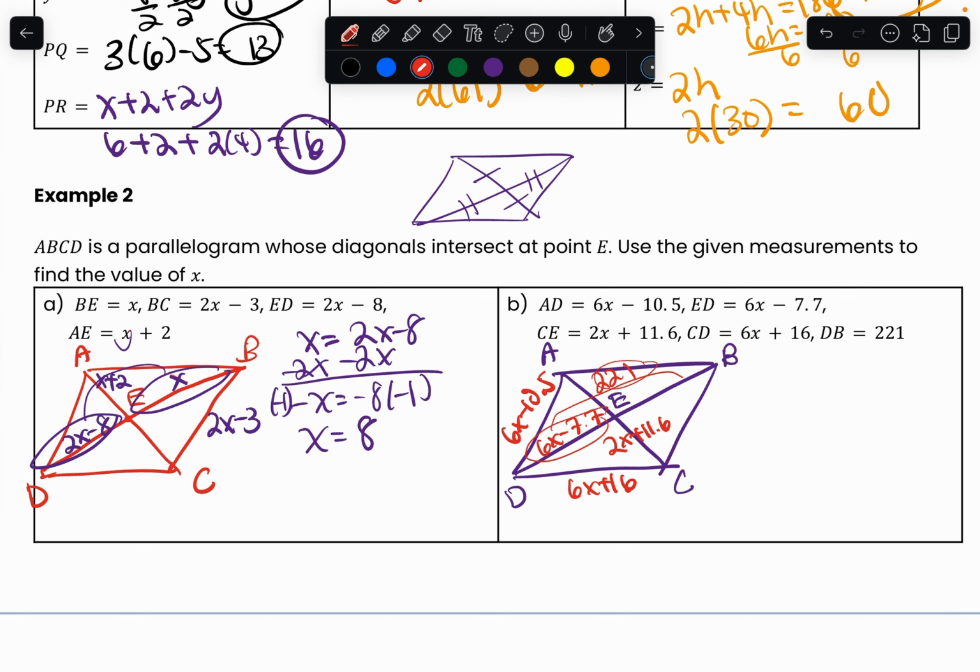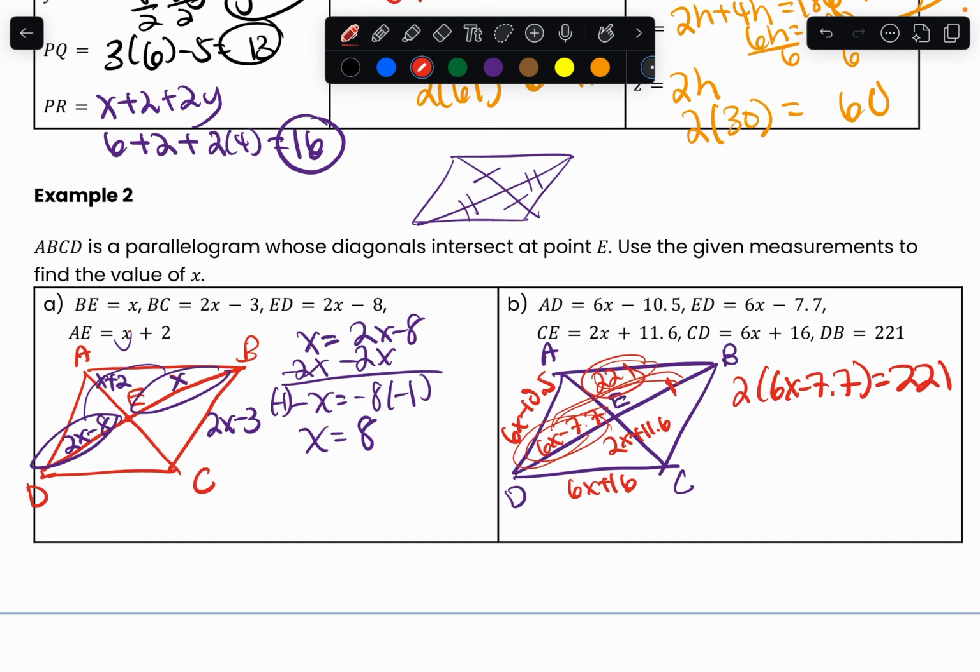Well, we know that DE here has the same length as EB, right? So, another way to think about it, we can tell that 2 of DE will actually make 221, because 221 is the whole thing. And we know half of 221 is DE. So we can set up the equation as 2 of 6x minus 7.7 equals 221.